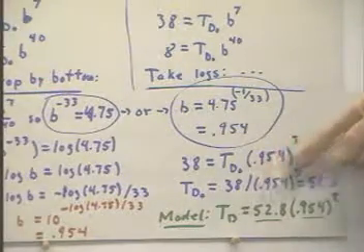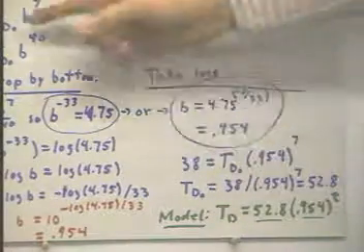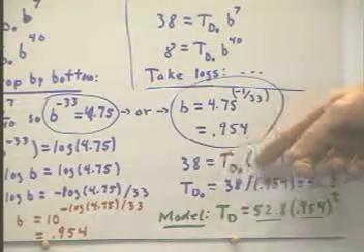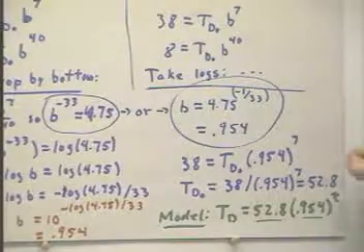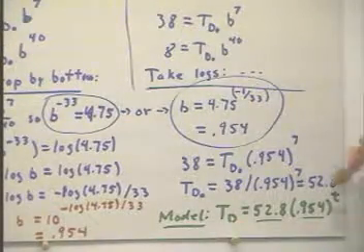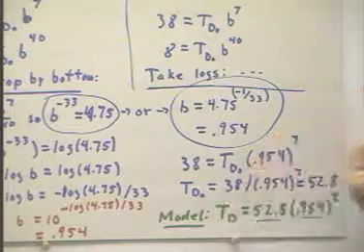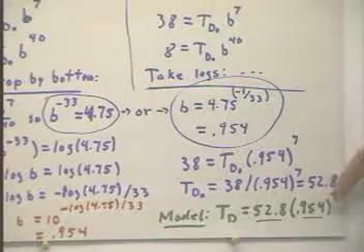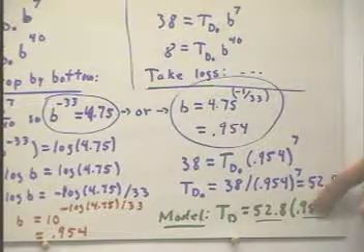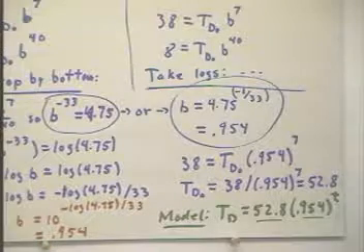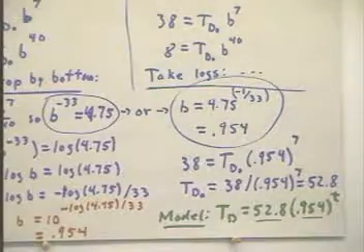At this point, we can plug in 0.954 for b into the first equation, which was 38 equals t_d0 times b to the 7th. We plug the 0.954 in for b into this equation, and we obtain this solution for t_d0. We easily plug that into our calculator and get t_d0 equals 52.8. So our model t_d equals 52.8 times 0.954 to the t. Now, as you know, the next step is to compare our model with data. But before we do that, we're going to digress just a little bit.